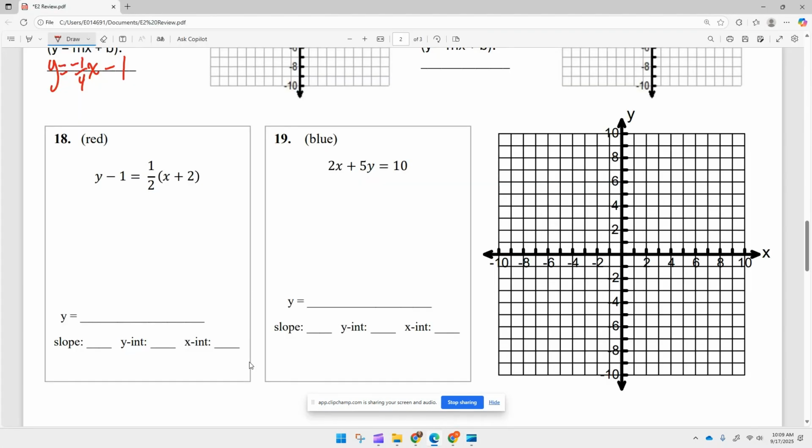All right, we're going over 18. I'm doing that in red. So I have this equation in point slope form. That means we need to put it in slope intercept form because down here it says y equals. When it says y equals, that means y equals mx plus b. So we're going to distribute that 1/2.